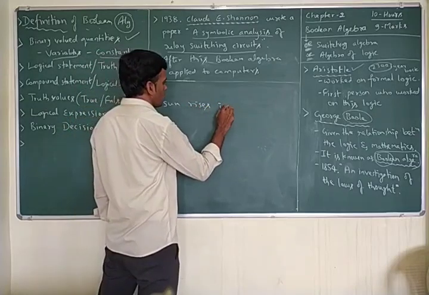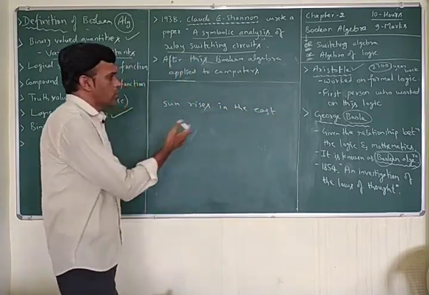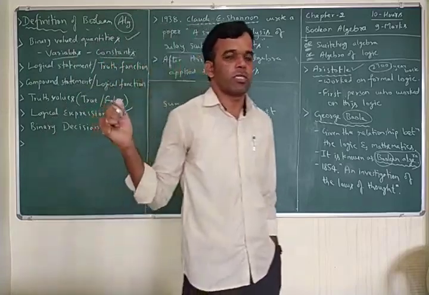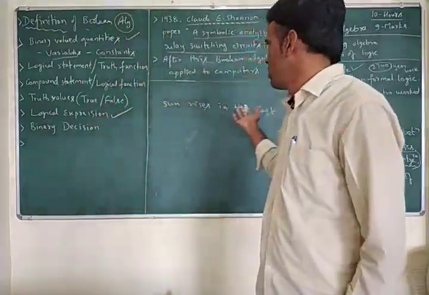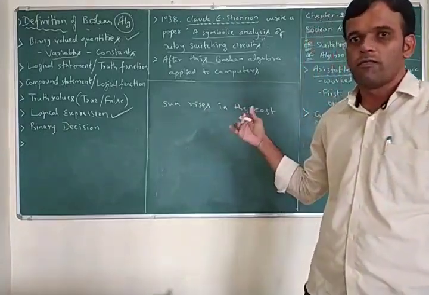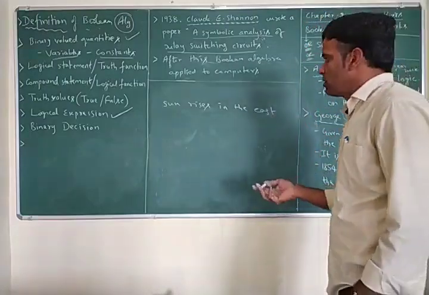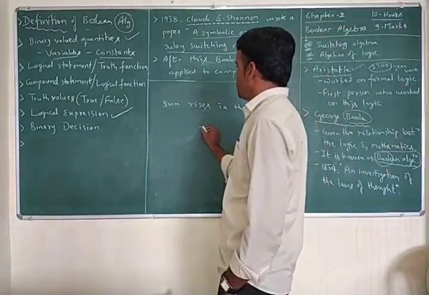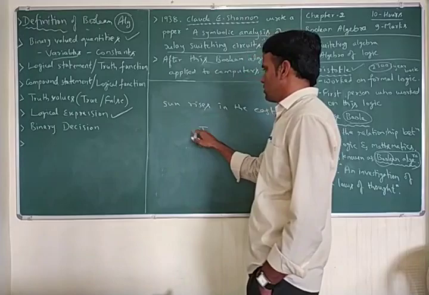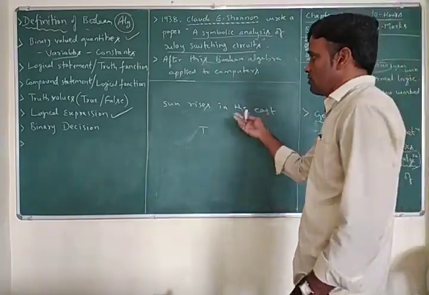Say, sun rises in the east. Okay, so it's a declarative type of sentence, so it is going to be a statement. For that sentence, everyone can say either true or false. So this statement is the correct statement, so the answer of this one is true. Letter T indicates true. So this is one of the logical statements.